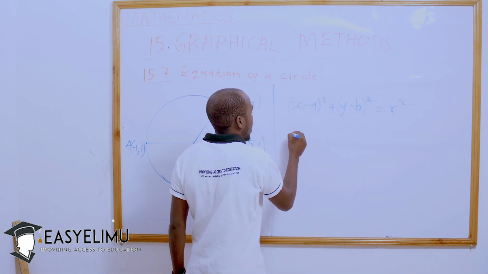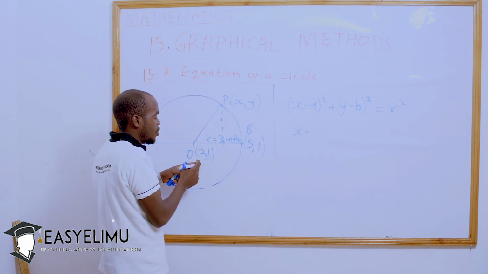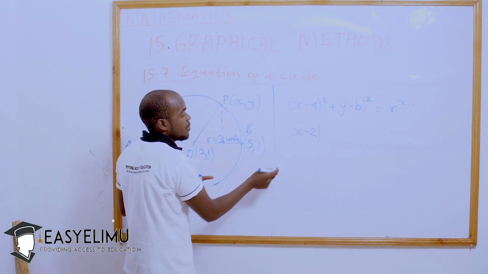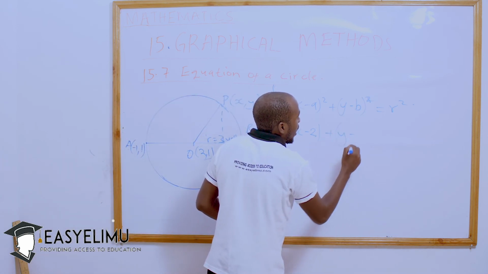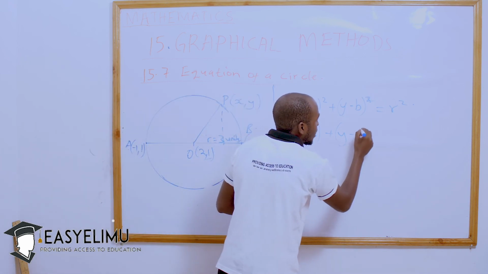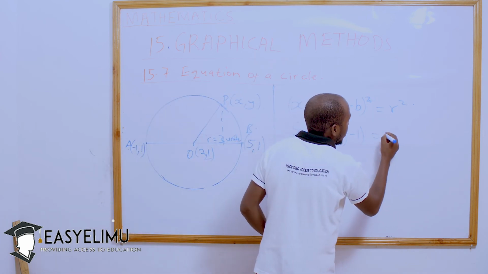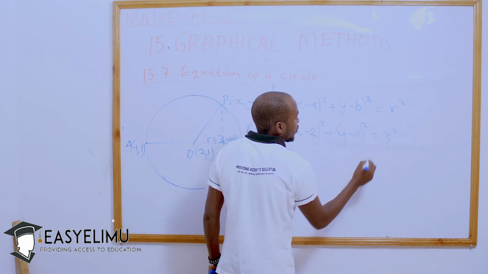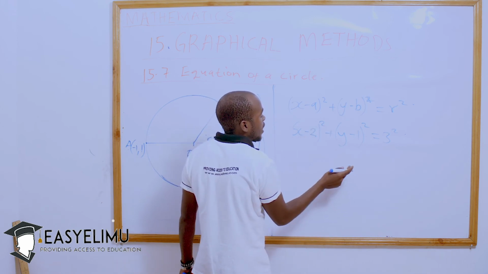In that case, we shall have x minus a, and our a here is the coefficient of x in this coordinate O, so it will be 2. Because it is positive, it shall maintain the sign negative there. Then plus y minus, because it's positive 1, it shall maintain the sign negative. So we shall have r, we got r is 3 units, so it will be 3 squared. You can leave it that way or you expand.